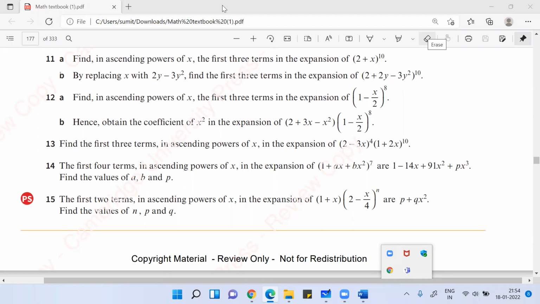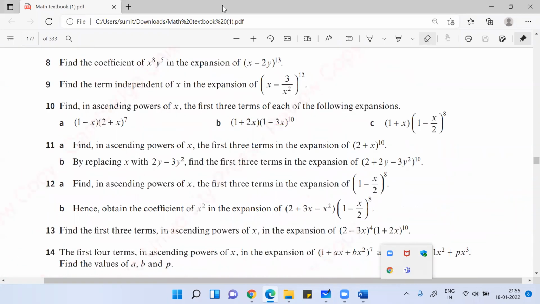And in this class, we're going to discuss the difficult problem with respect to the series chapter. So, we're going to do this problem number 15. I hope you can see on my screen the question number 15 from exercise 6B of the series chapter.